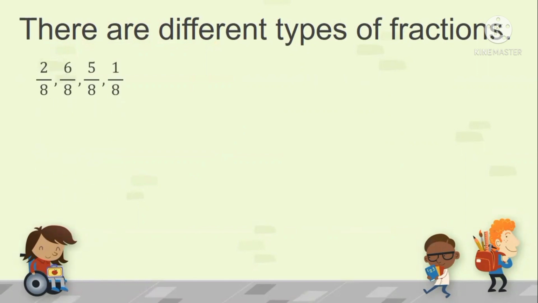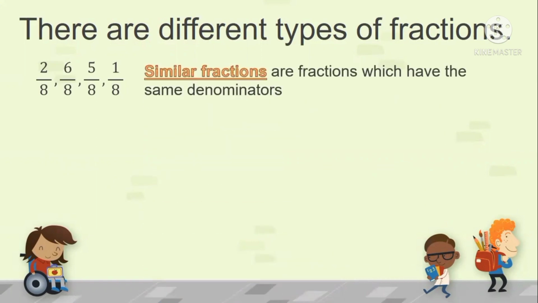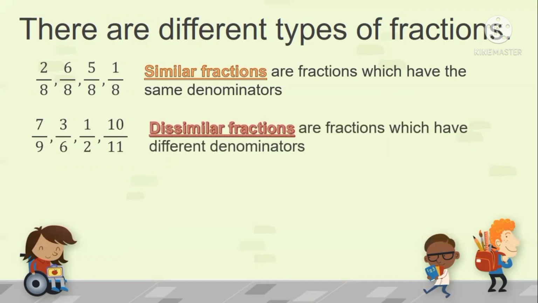Okay, try to observe the set of fractions. Yes, you're correct. They have a common denominator, which is 8. And these are similar fractions, which are fractions that have the same denominators. Next type of fraction. In this example, they have different denominators, and we call these fractions dissimilar fractions. Fractions will have different denominators.